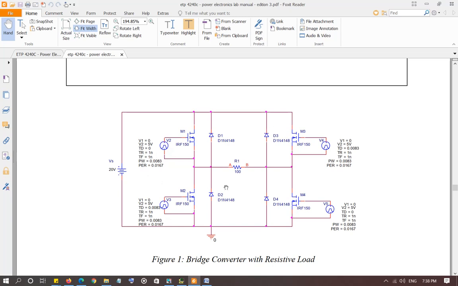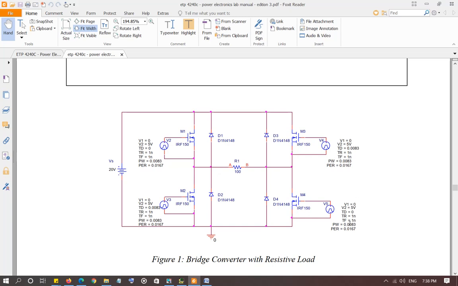These are the MOSFET switches, and pulse width is 8.3 millisecond, which is half of the time period, which is 16.7 millisecond. That corresponds to 60 Hertz frequency. So first, as you can see, time delay is 0 for M1 and M4. So first, these two MOSFETs are going to turn on, and then after 8.3 millisecond, when the pulse width ends, these two MOSFETs are going to turn on, because the time delay is 8.3 millisecond for these two.